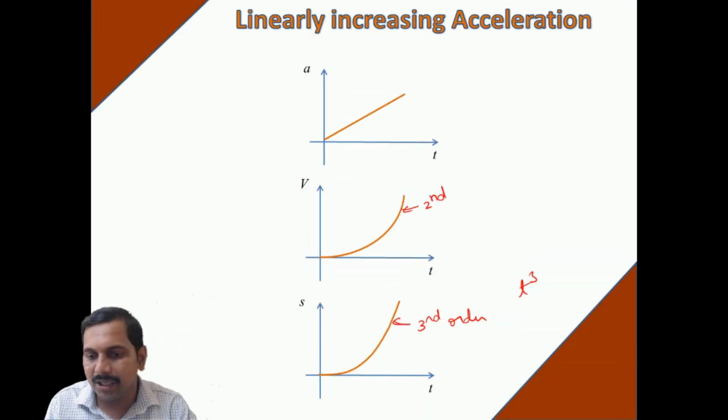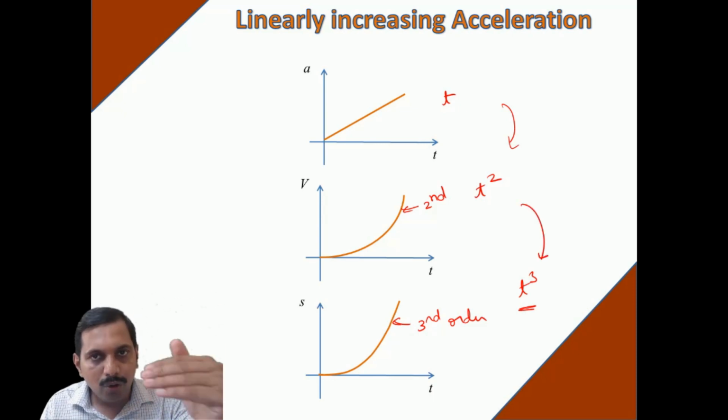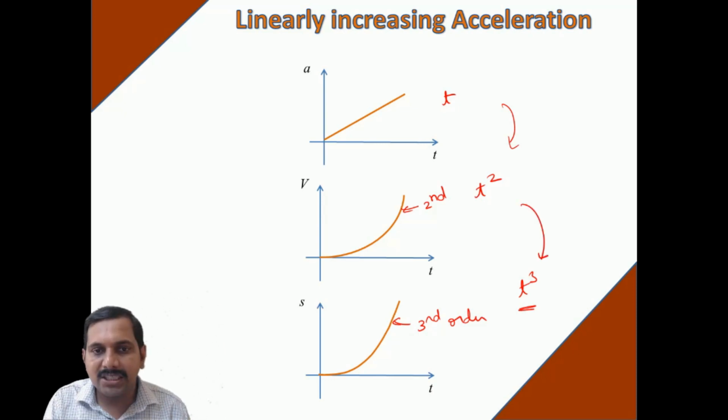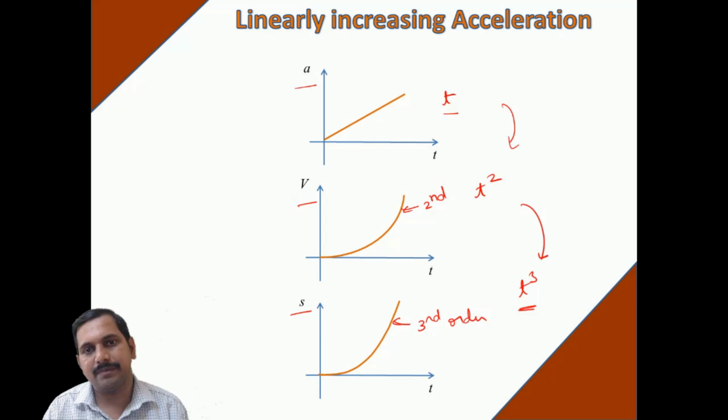So what is happening? Third order, this changes as t square, this changes as t, this changes as t cube. So one order increases when you go lower. That is, acceleration is one order less than velocity, and velocity is one order less than displacement. This intuitive understanding is very important in solving problems.